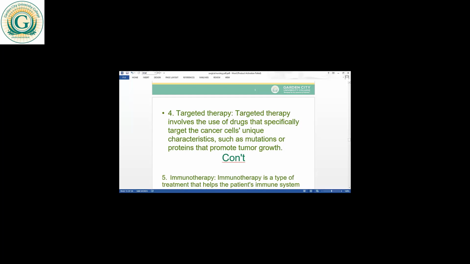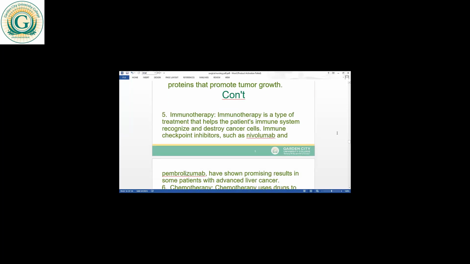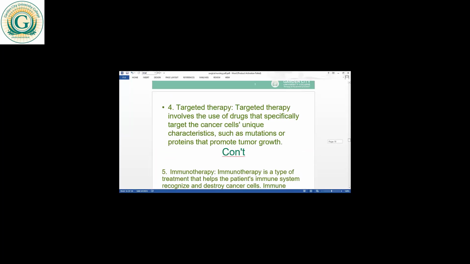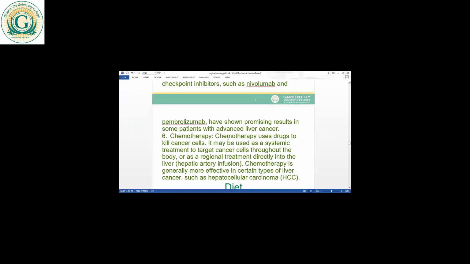We also talk of immunotherapy. Immunotherapy is a type of treatment that helps the patient's immune system recognize and destroy the cancer cells. Immune checkpoint inhibitors such as nivolumab and pembrolizumab have shown promising results in some patients with advanced liver cancer.